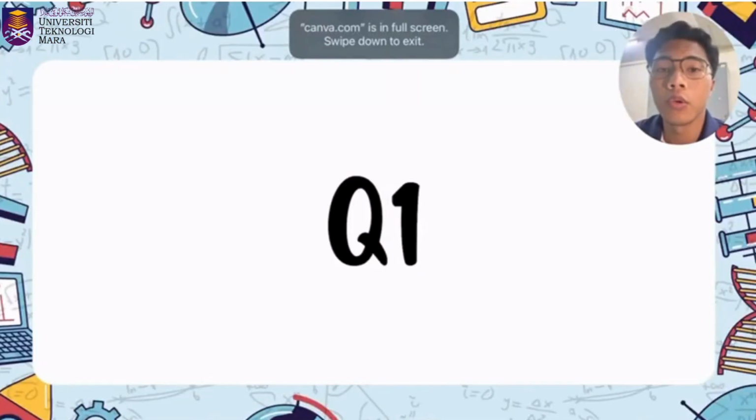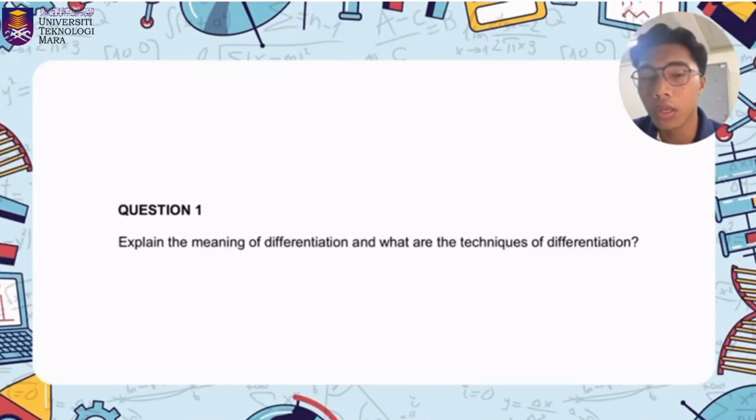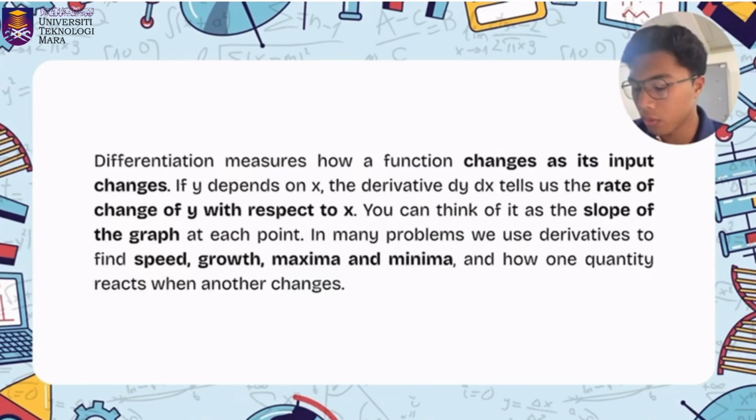Hi, so now I'm going to explain question 1, which is explain the meaning of differentiation and what are the techniques of differentiation. Differentiation measures how a function changes as its input changes. If y depends on x, then the derivative dy/dx tells us the rate of change of y with respect to x. We can think of it as the slope of a graph at each point. We use derivatives in many problems, such as to find speed, growth, maxima and minima, and also how one quantity reacts when another one changes.